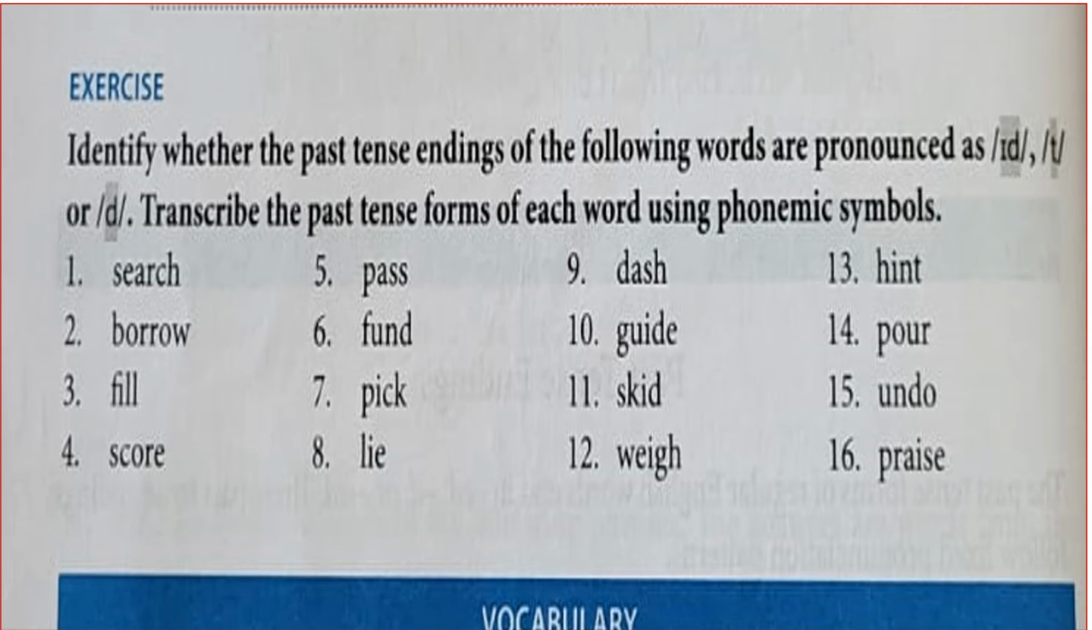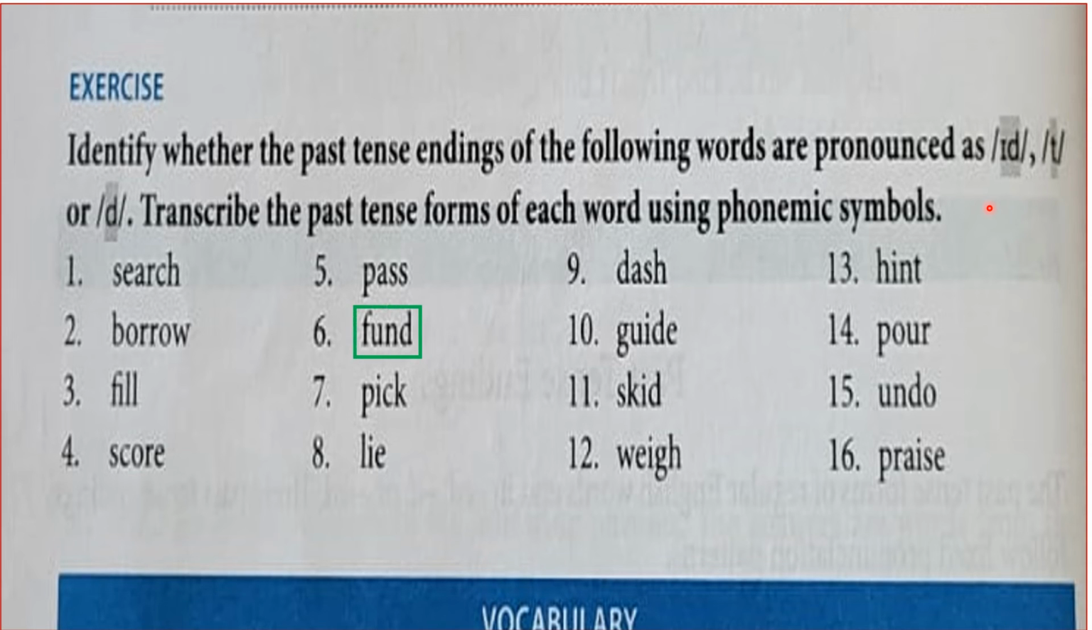Now let us move on to the exercise. Identify whether the past tense endings of the following words are pronounced as id, t, or d. These are the three things we learned just now. D is the usual past tense ending, id is the first rule, and t is the second rule. Id is used for the two sounds t and d, and t is used for those seven sounds. You remember them? Okay, first let us identify the first rule sounds.